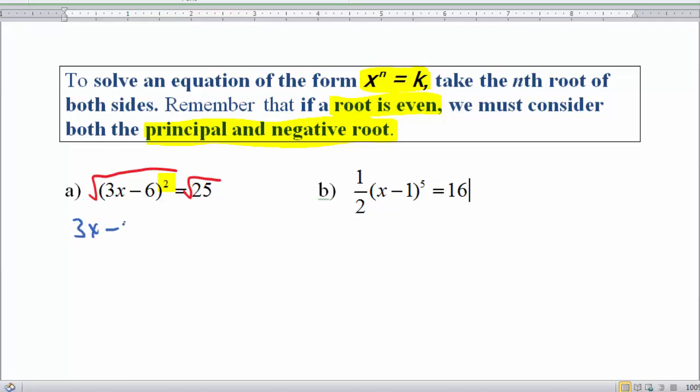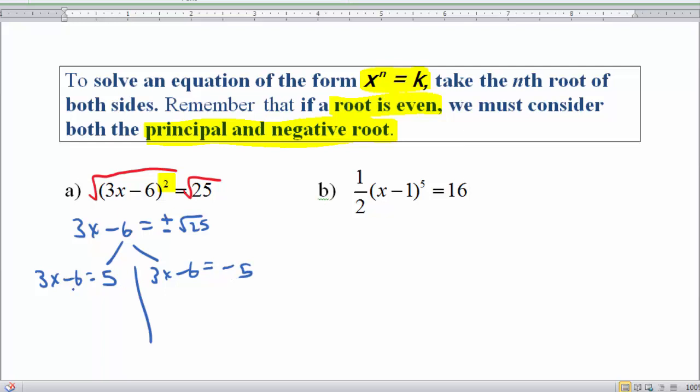So I know that this thing here, 3x minus 6, must be equal to not just the square root of 25, but the positive or negative square root of 25. Which means that I really have 2 equations here, right? I have 3x minus 6 equals the square root of 25, which is 5, or I have 3x minus 6 equals the negative square root of 25, which is going to be negative 5.